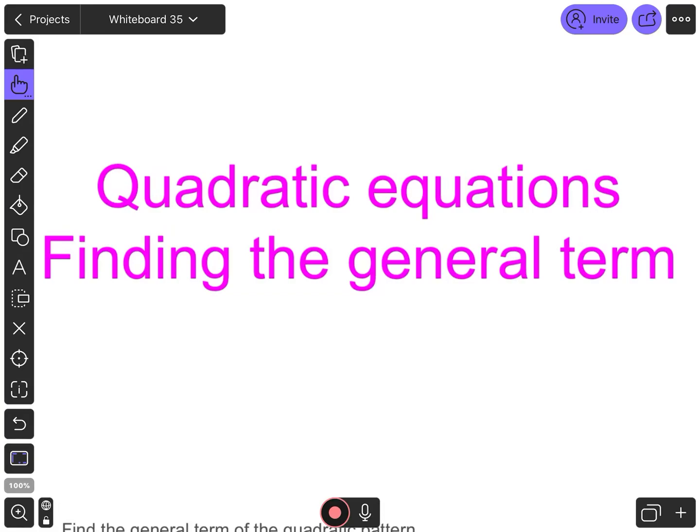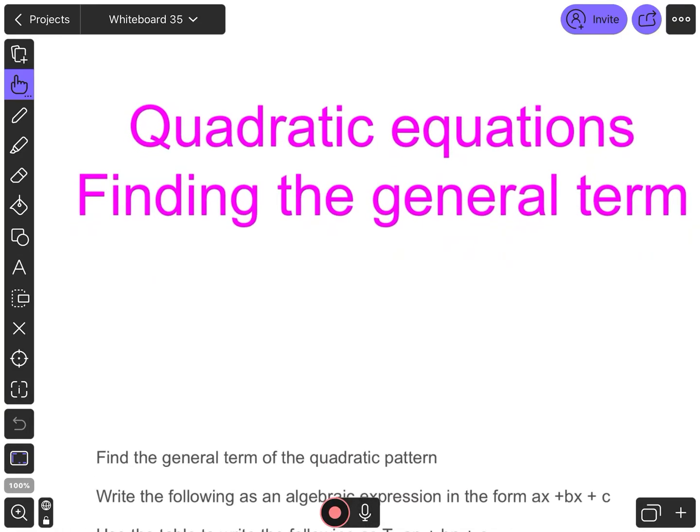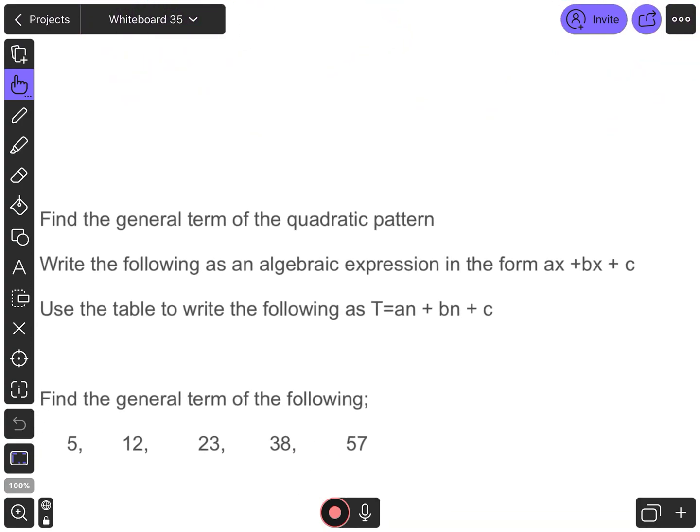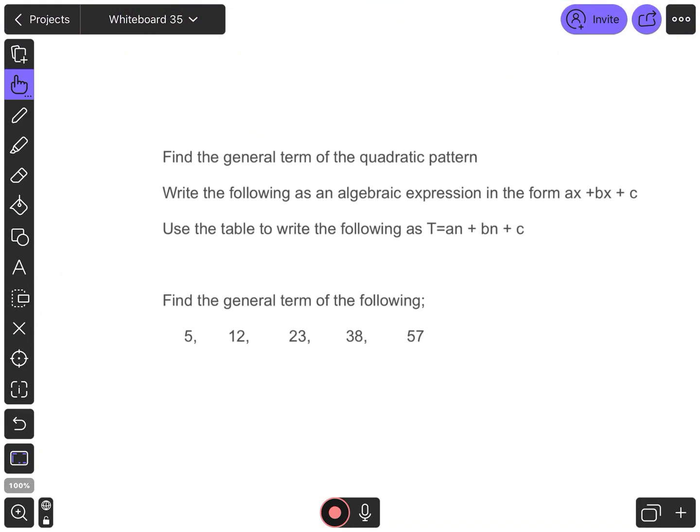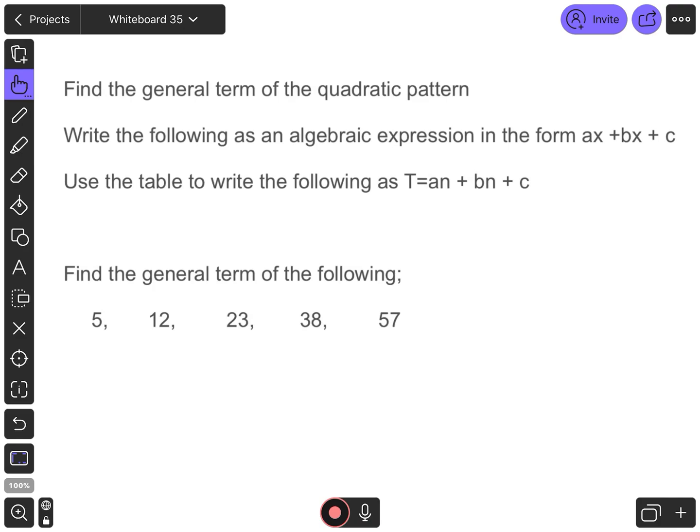We're going to take a look at quadratic equations and finding the general term of a quadratic equation. So the first thing we're going to look at is how can this be asked? What ways can we be asked this? If we look at these three different ways here, the last way is going to be the question we're going to answer.